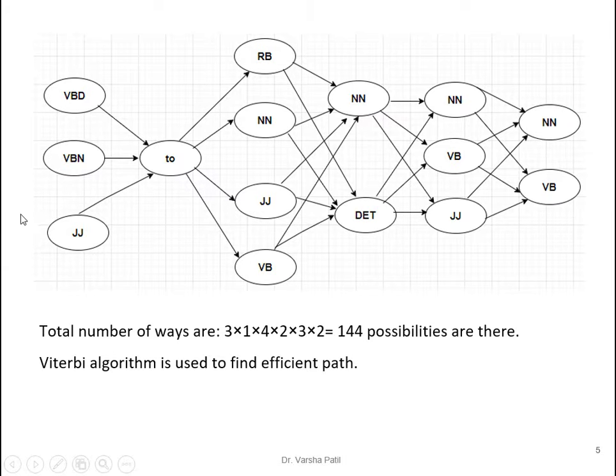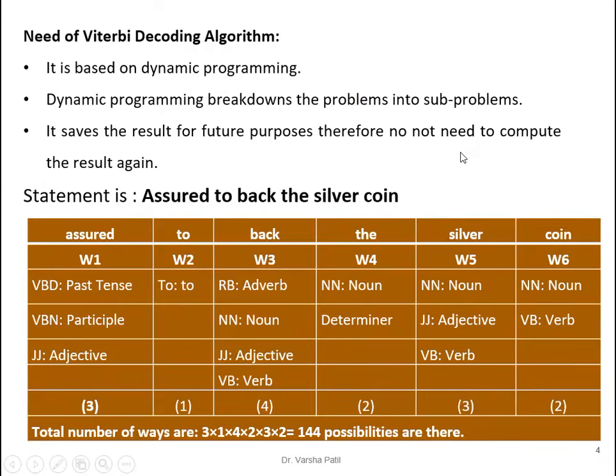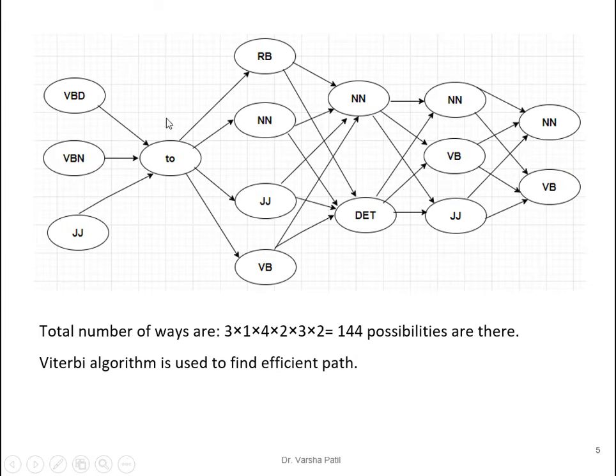This is just an explanation. For example, the first word, assured, has 3 part of speech tags, then 2, then this backward, then again silver and coin. So all these paths are very difficult because there are a total of 144 combinations, and using all 144 combinations to determine the part of speech tags for 6 words is not an efficient approach. That's why we are using the Viterbi algorithm.